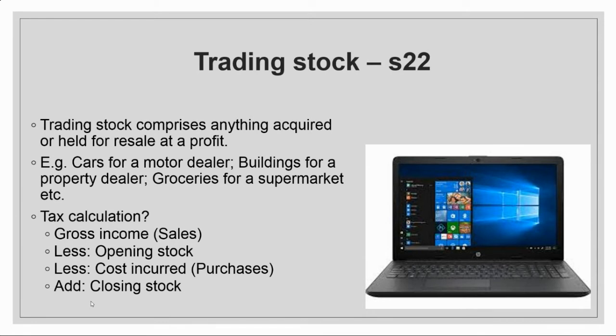Now, if you think accounting, it's exactly the opposite. In accounting, you would have added the opening stock, added the purchases, and deducted the closing stock. So just remember, for tax purposes, we just do it the opposite way. Still do the same calculation, but we have to deduct the amount that we have actually incurred.